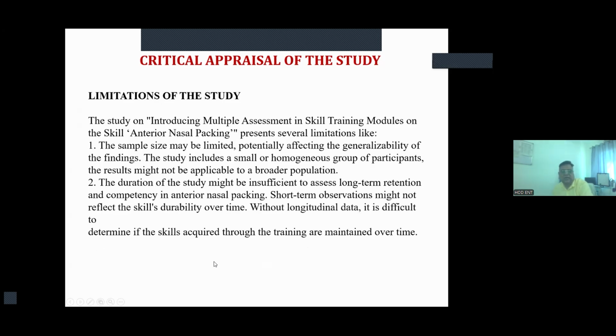Limitations of the study. The study on introduction of multiple assessment in anterior nasal packing presents several limitations. The sample size may be limited, potentially affecting generalizability of the findings. The study includes a smaller, homogeneous group of participants. The result might not be applicable to the broader population. The duration of the study might be insufficient to assess long-term retention and competency on anterior nasal packing. Short-term observations might not reflect the skill's durability over a period of time. Without longitudinal data, it is difficult to determine if the skills acquired through the training are maintained over time.